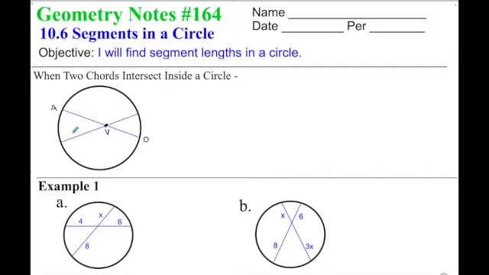The reason I chose A and O will become apparent later. The next 2 I'm going to label I and E. Okay, so the segments that I'm going to use are AO and IE.